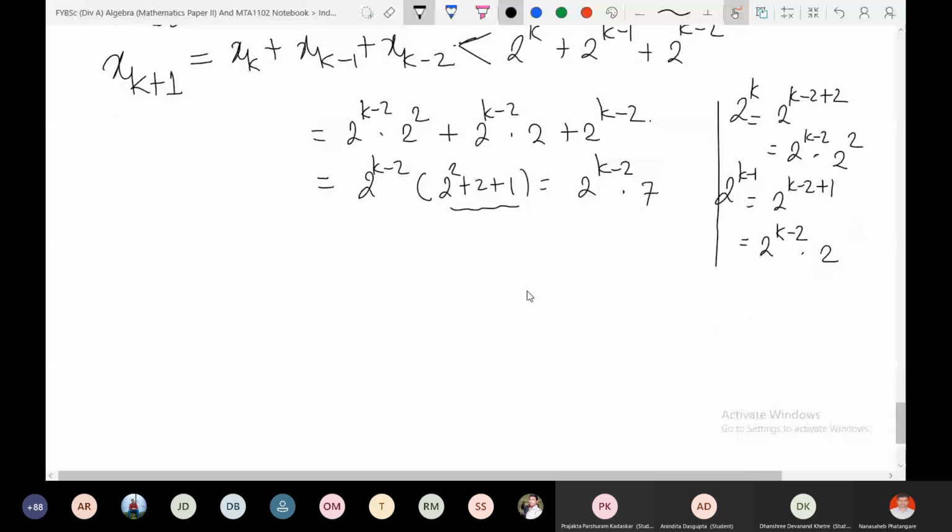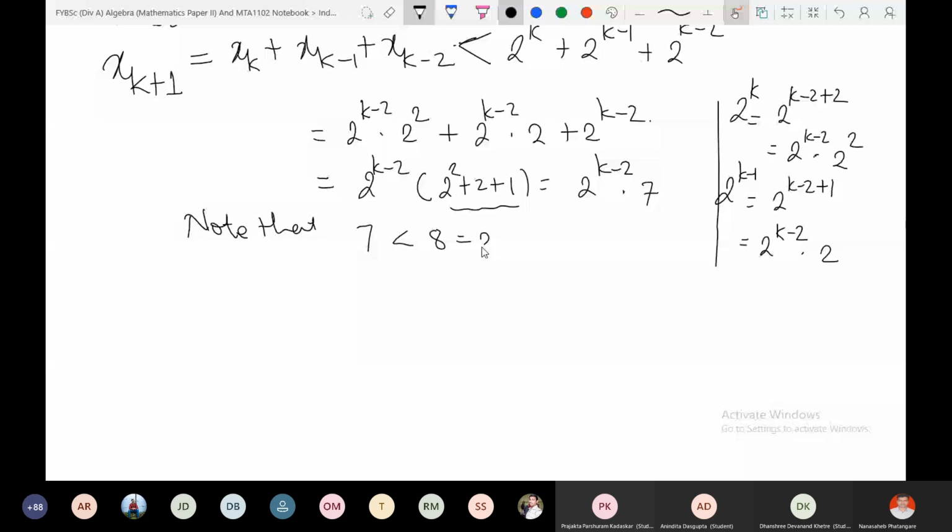Now, okay. So what do we have now? 7 here. Now observe one more thing. Note that 7 is less than 8, and what is 8? It is 2 raised to 3. Am I right? Yes, sir.